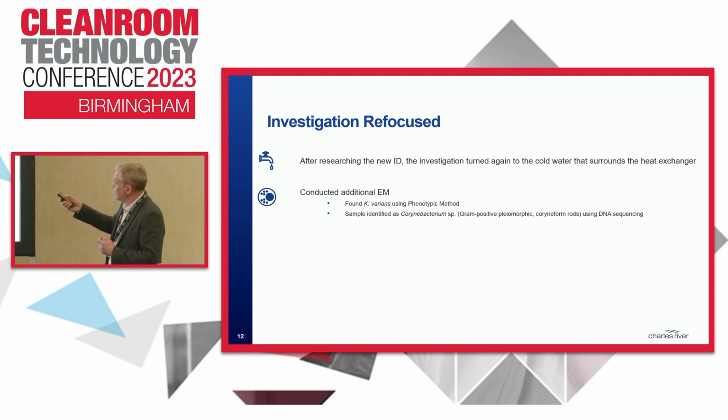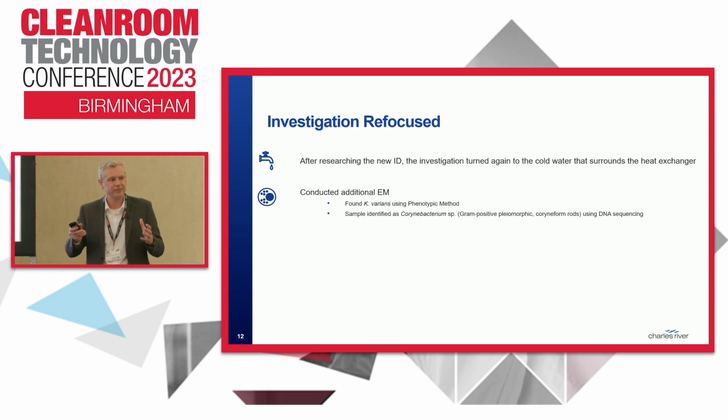But we actually found that that ID was wrong as well. It was actually a Corynebacterium species, which is a gram-positive rod, using our DNA sequencing service. So again, their in-house ID system had given the wrong name. The first time it gave Kocuria kristinae, this time it gave Kocuria varians. It was two different organisms. The first one was actually an Acinetobacter, the second one was a Corynebacterium.